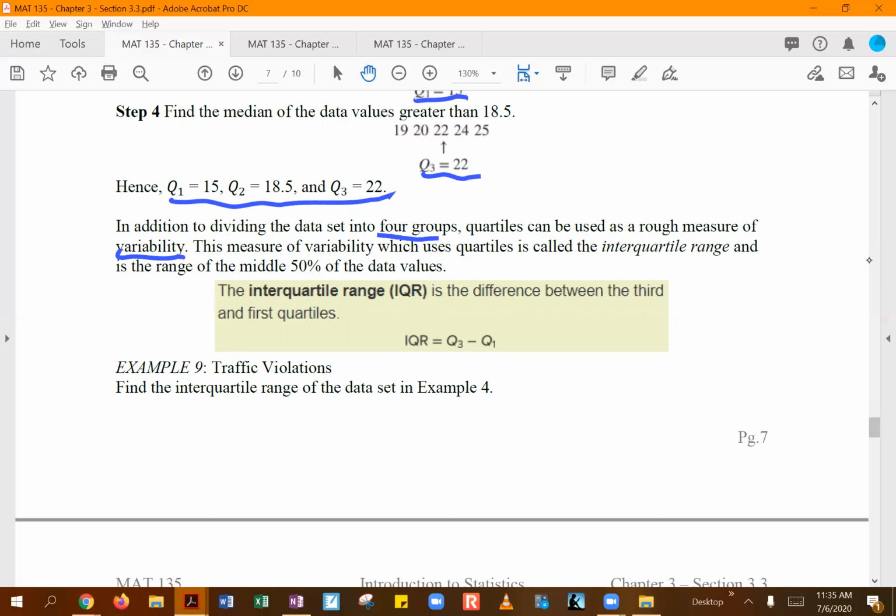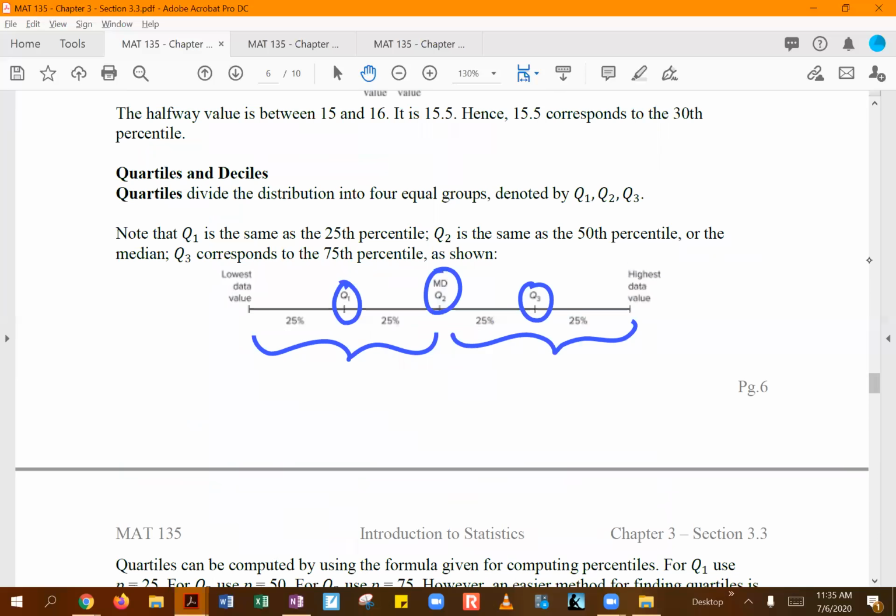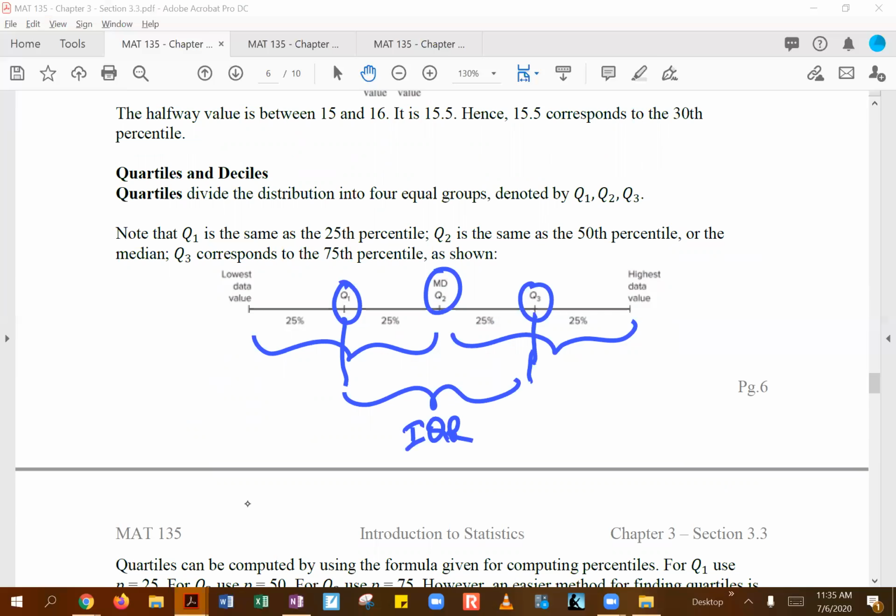And they're saying this measure of variability uses quartiles, and that's called the interquartile range. They are basically saying it is the range of the middle 50% of the data values, because that's going to be the difference between our quartile 1 and quartile 3. So when we're talking about the interquartile range, you're talking about the values going from quartile 1 to quartile 3.